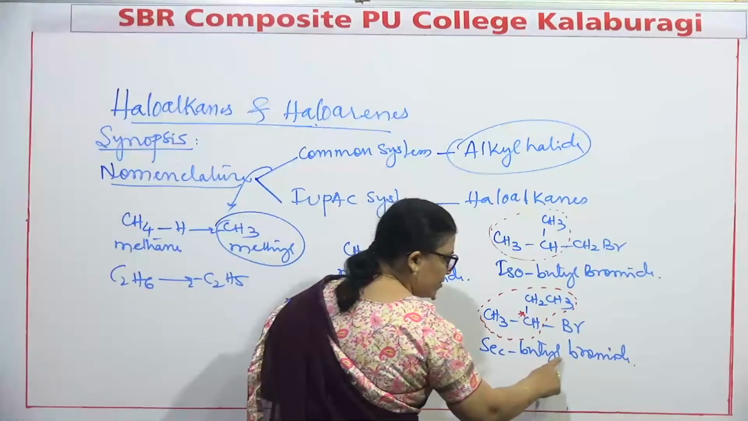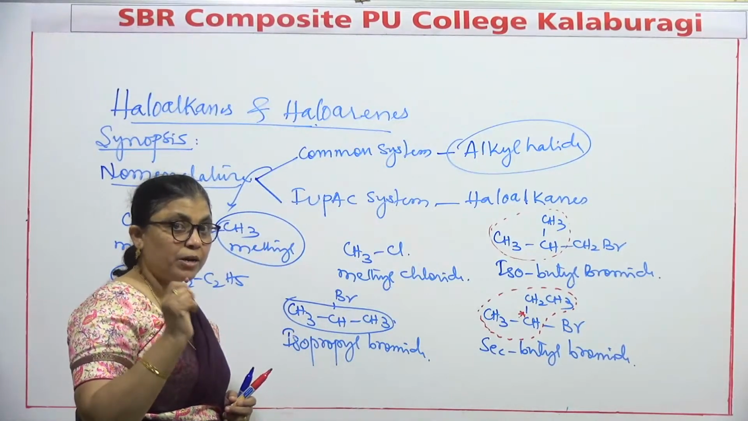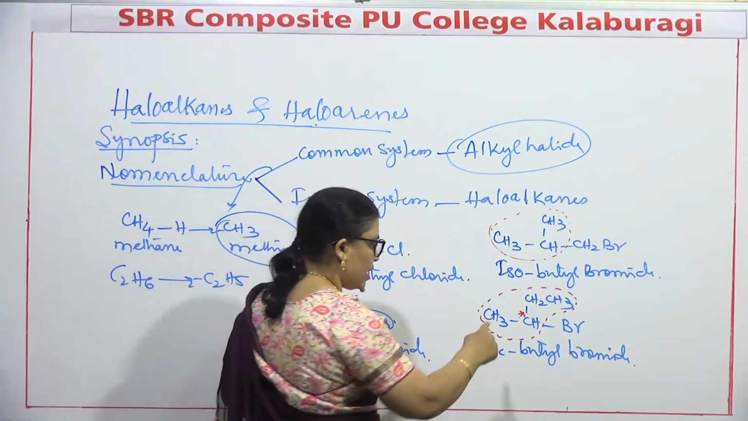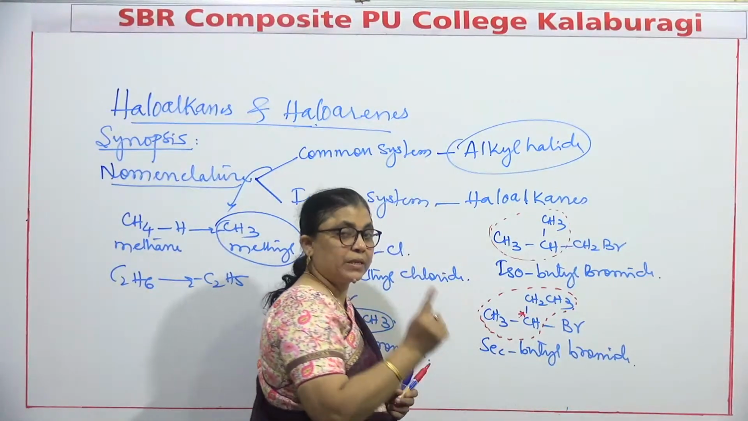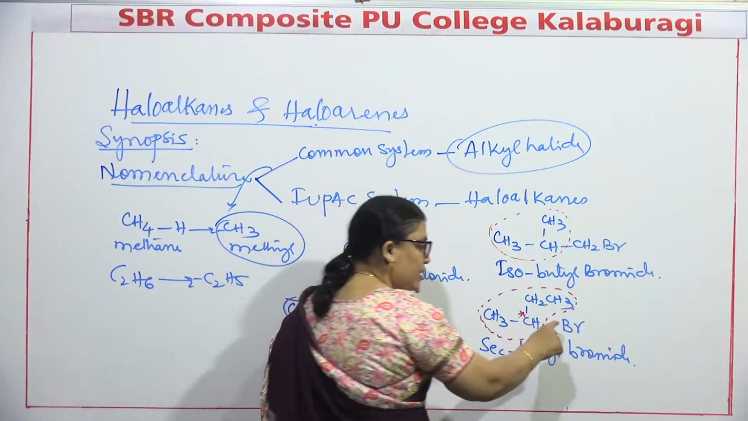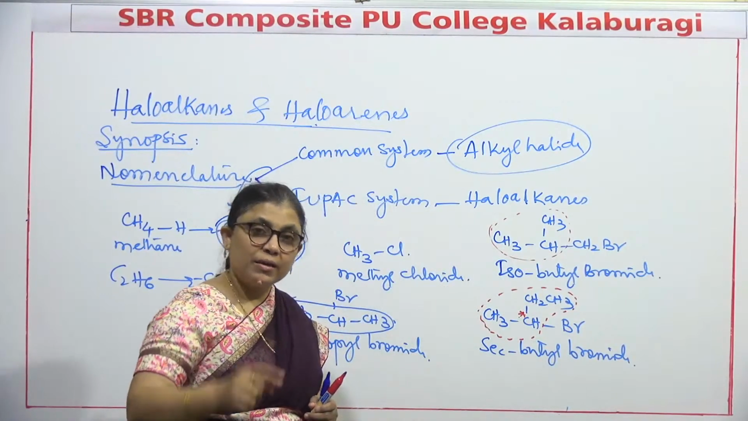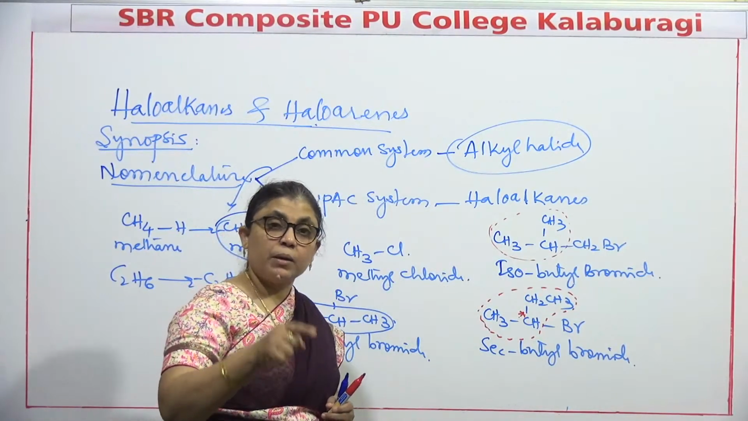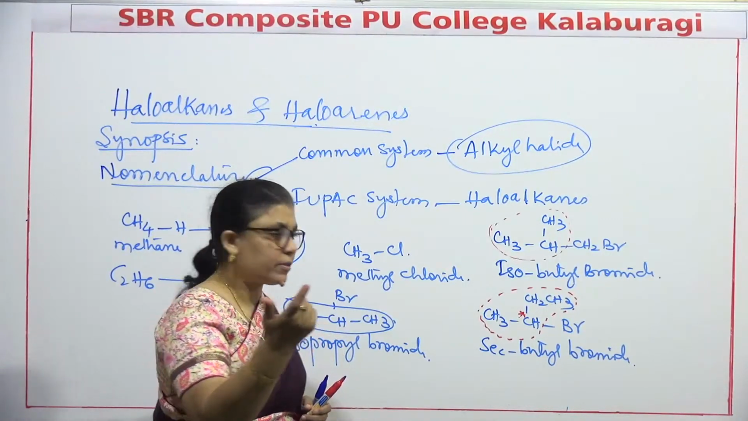So here this is called secondary butyl bromide. Why is it called secondary, if somebody asks? We can remember that CH3, CH, CH2, CH3 is secondary. Another point is that Br is linked to a secondary carbon atom. Br is linked to what? A secondary carbon atom. If Br is linked to a tertiary carbon atom, then it is called tertiary.